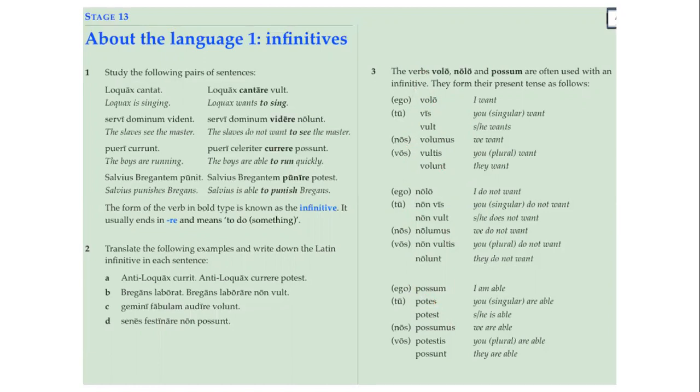An infinitive is a verbal noun. It's any form of the verb in Latin that ends with -re that means to do something. So, for example, cantare right here is to sing, videre is to see, currere is to run, and punire is to punish. These are the four conjugations of verbs right there, but they're all going to have that -re ending for regular infinitives.